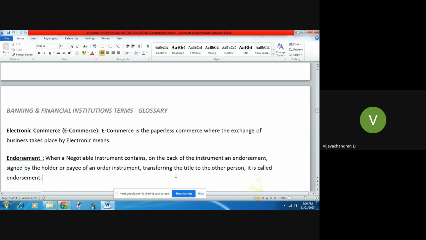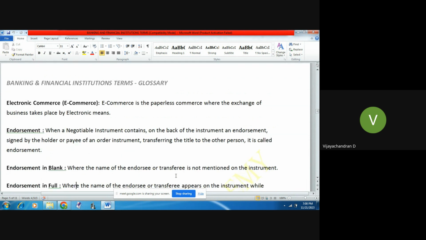E-commerce, as you know, there are Amazon, so many e-commerce operators are there.